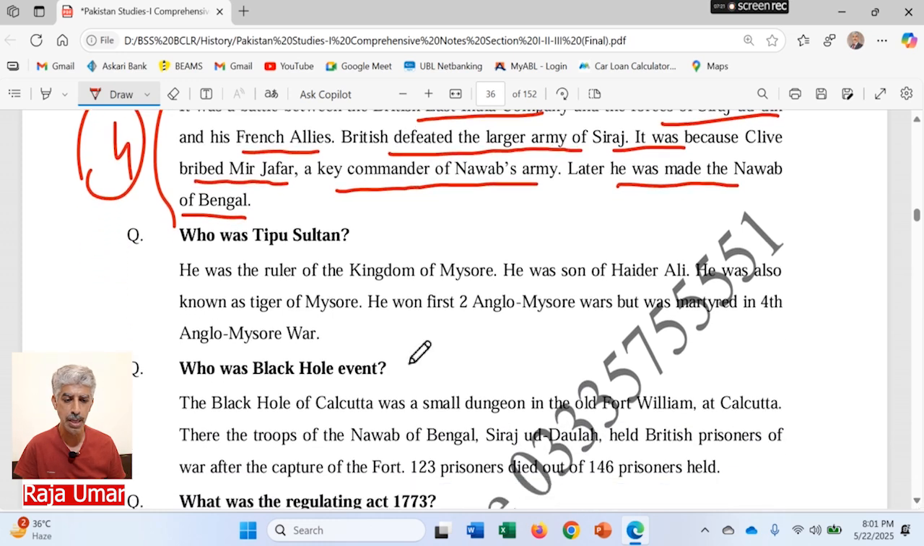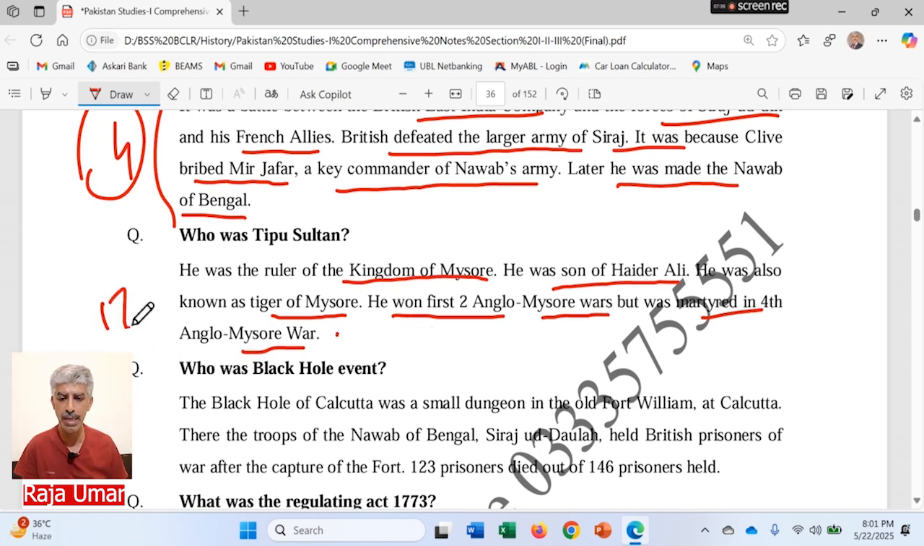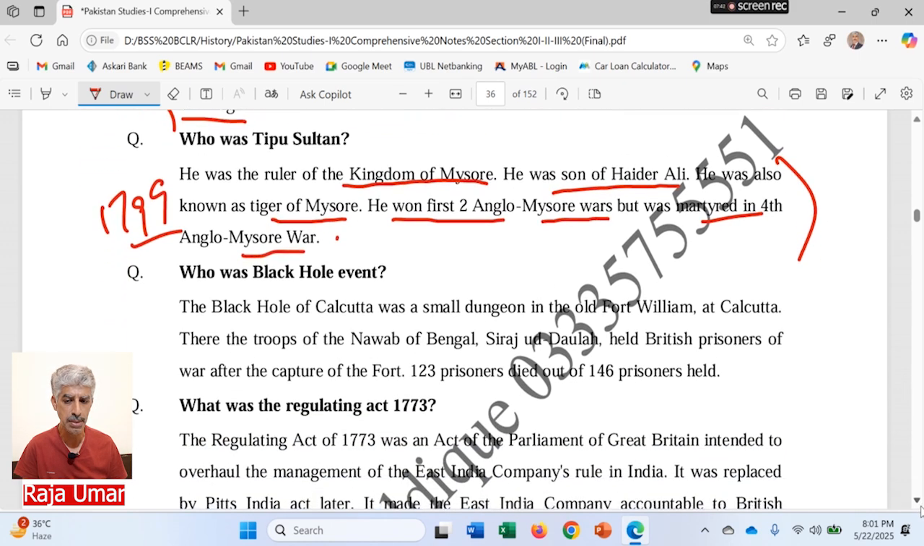Who was Tipu Sultan? He was the ruler of the Kingdom of Mysore. He was the son of Hyder Ali. He was also known as the Tiger of Mysore. He won 2 Anglo-Mysore wars but was martyred in the 4th Anglo-Mysore War in 1799. So again 4 points are mentioned over here to gain 4 marks.